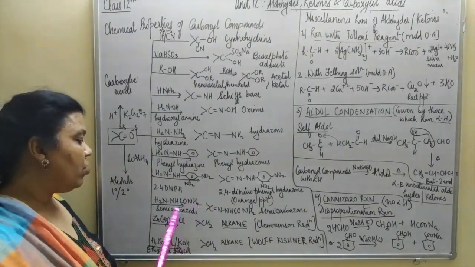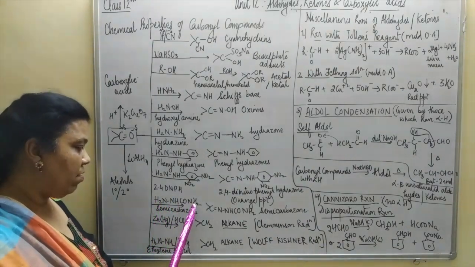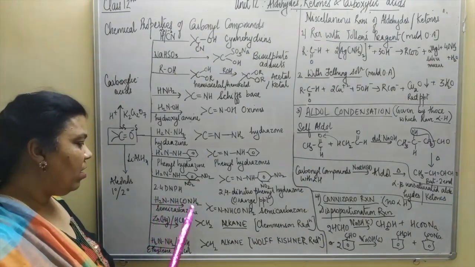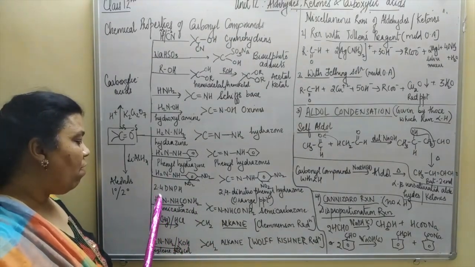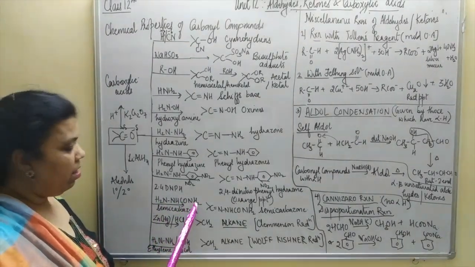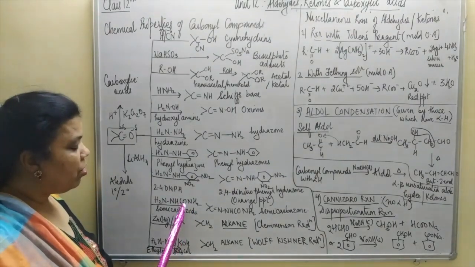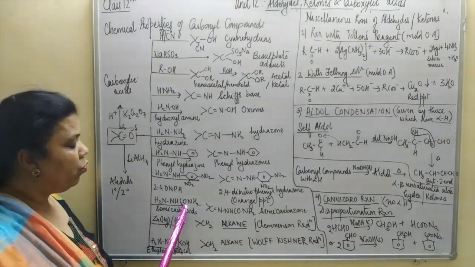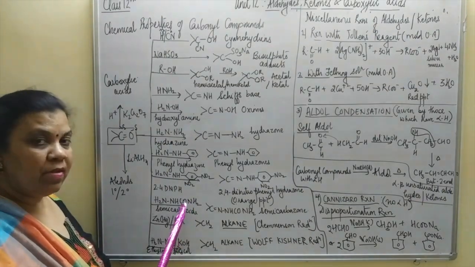Now, one more question comes related to this: there are two NH2 groups here. In the semicarbazide reagent, two NH2 groups are there, but only one is involved in condensation or removal of water. Why not this one? This one can't be involved because it is in conjugation with the C=O group. So the lone pair on nitrogen is involved in resonance.